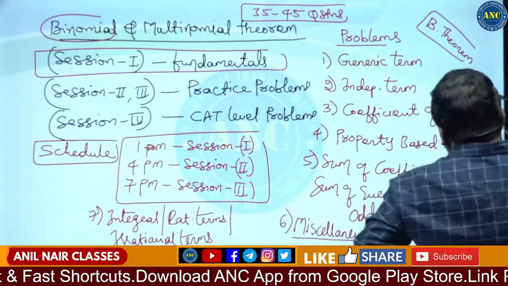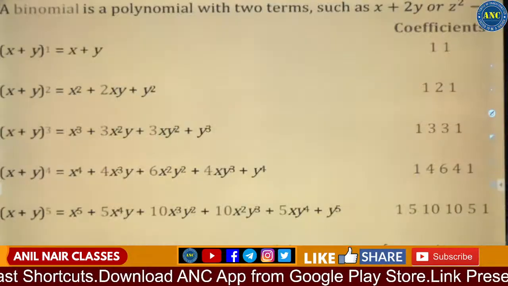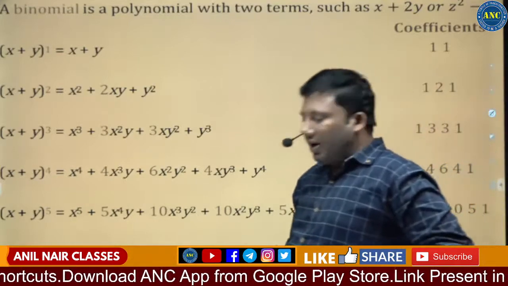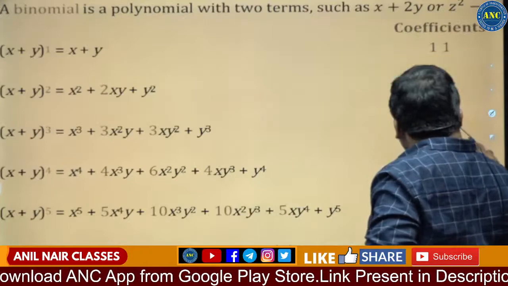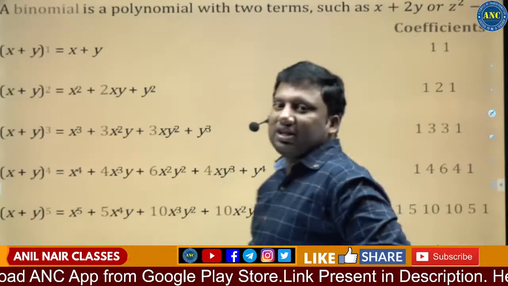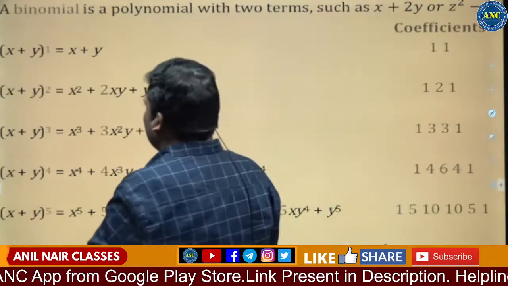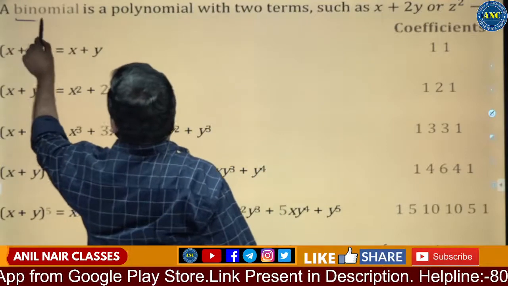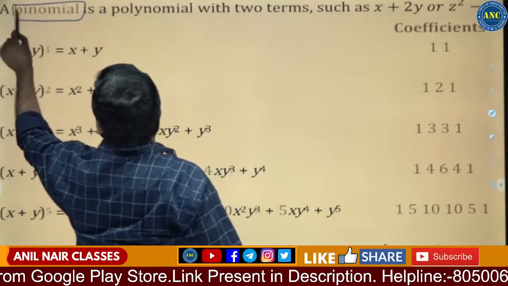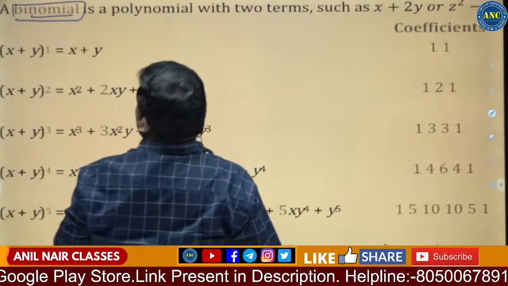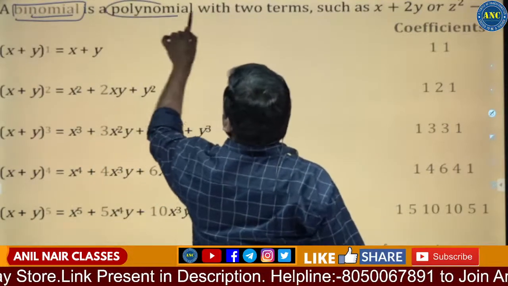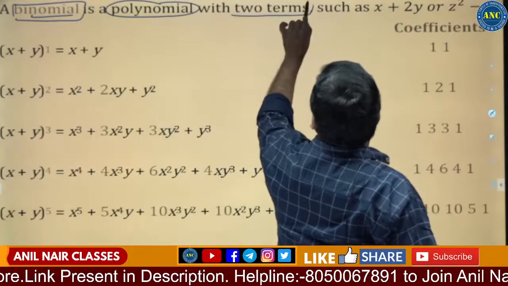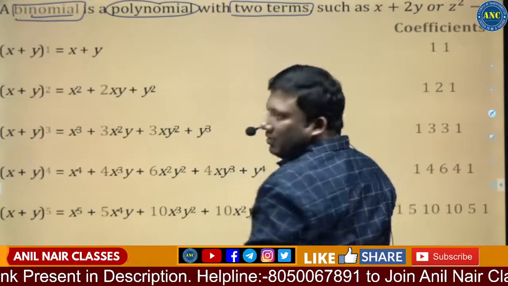Now, let us discuss what we mean by a binomial. What do you mean by a binomial? Now, see here, the first definition of a binomial. Bi is nothing but 2, nominal. Binomial is a polynomial with 2 terms.